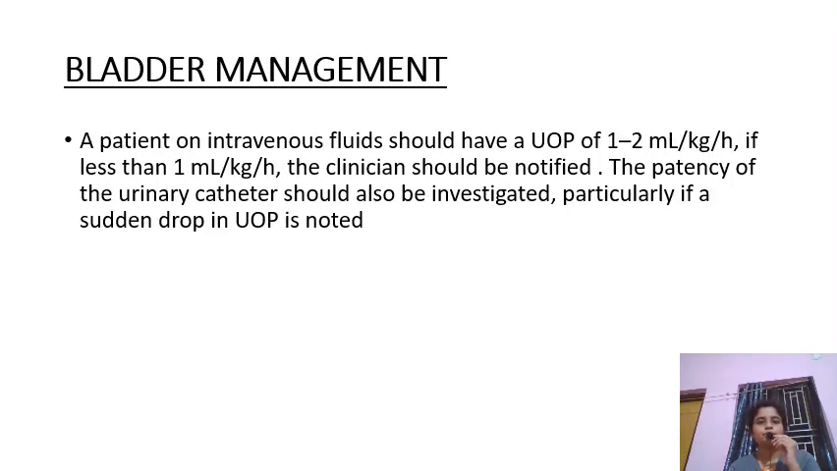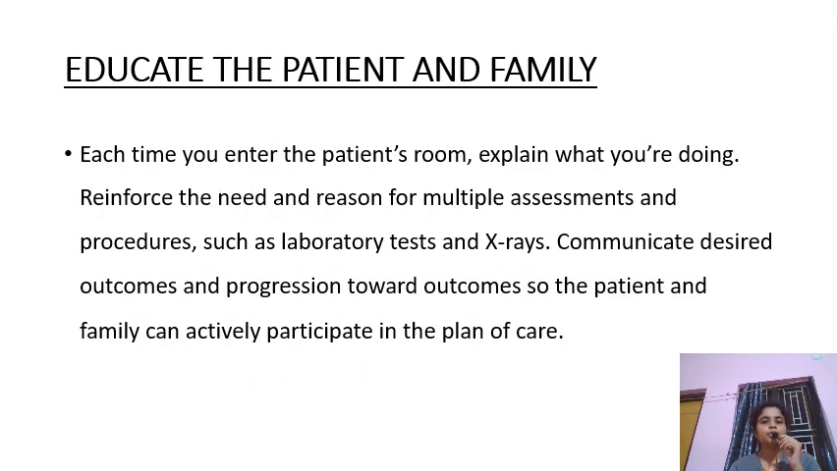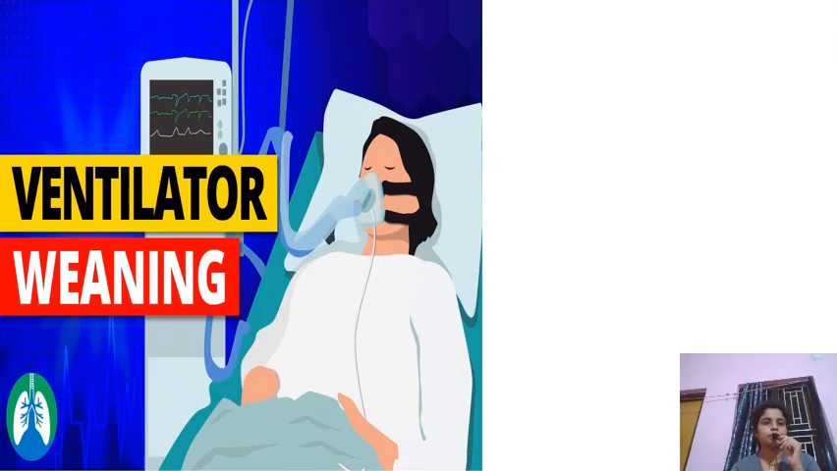Bladder management, urine output should be checked. It should be 0.5 to 1 to 2 ml per kg per hour. If less than 1, then the clinician should be notified, and the urinary catheter placement should be checked, okay, whether it is in proper place or not, or whether any kinking is present. So all these things need to be checked. Educate the patient and the family about all these things, means what are the cares that are being provided, about the lab tests and x-rays, what is the progress of the patient, so that the family can also get involved in the care.